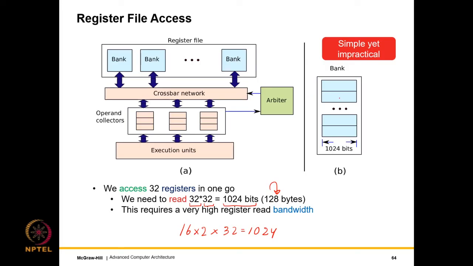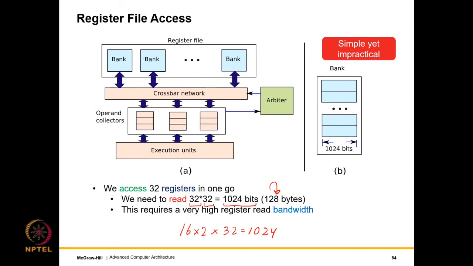A simple yet impractical solution could be that we just have a register file bank. A bank is nothing but a sub-register file. And then each entry could be 1024 bits, where all the information is kept together. This is impractical. This simple idea is impractical because we don't know in advance which registers we'll access and whether they'll all be kept at the same place or not. So this doesn't work that way. And also reading out so much data takes a lot of time.